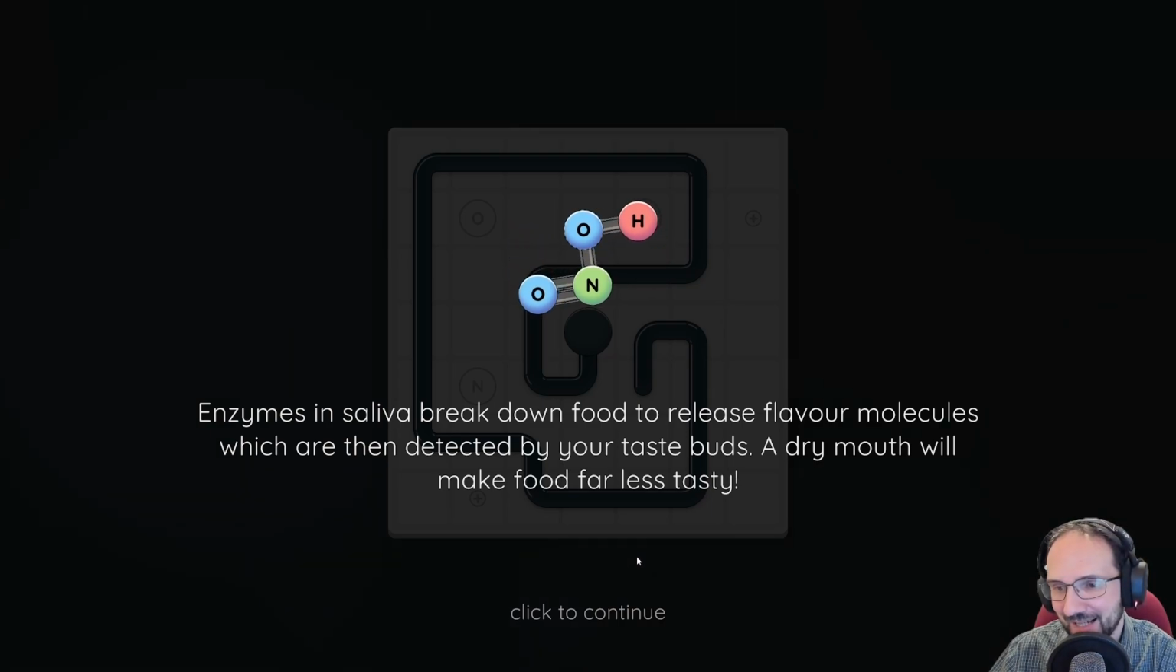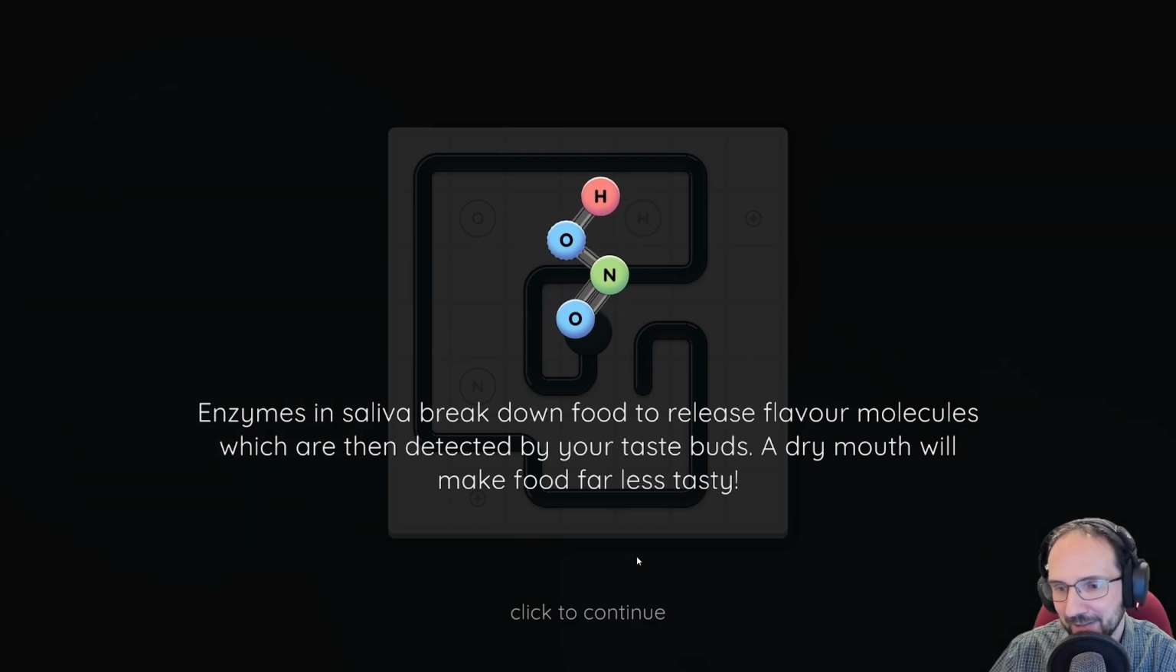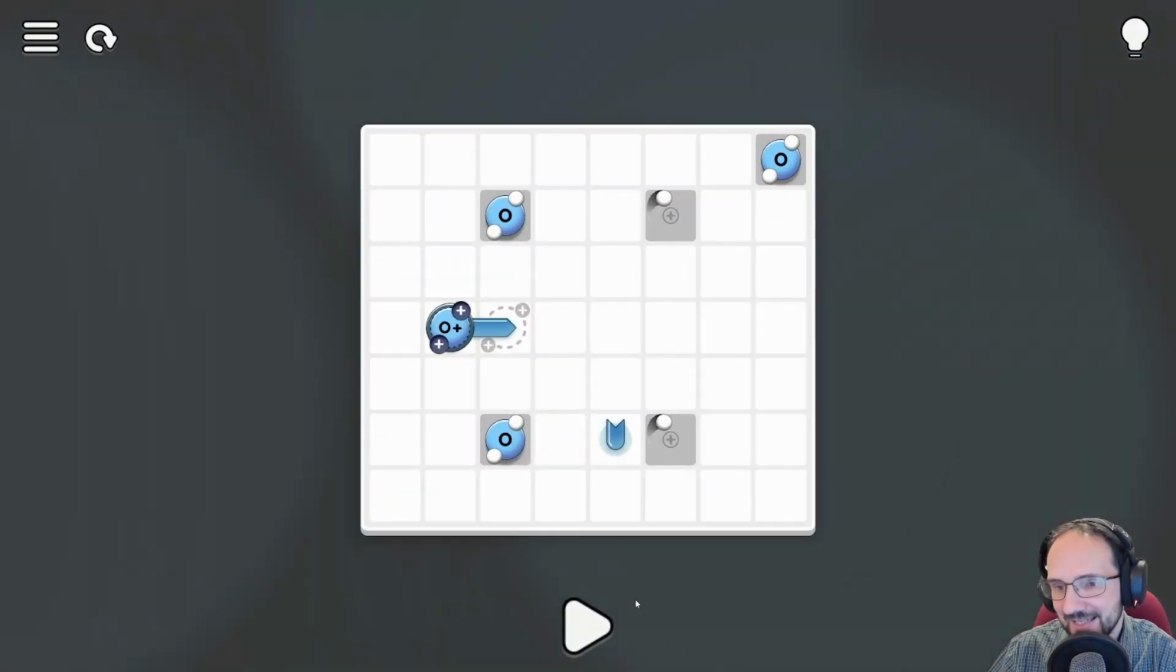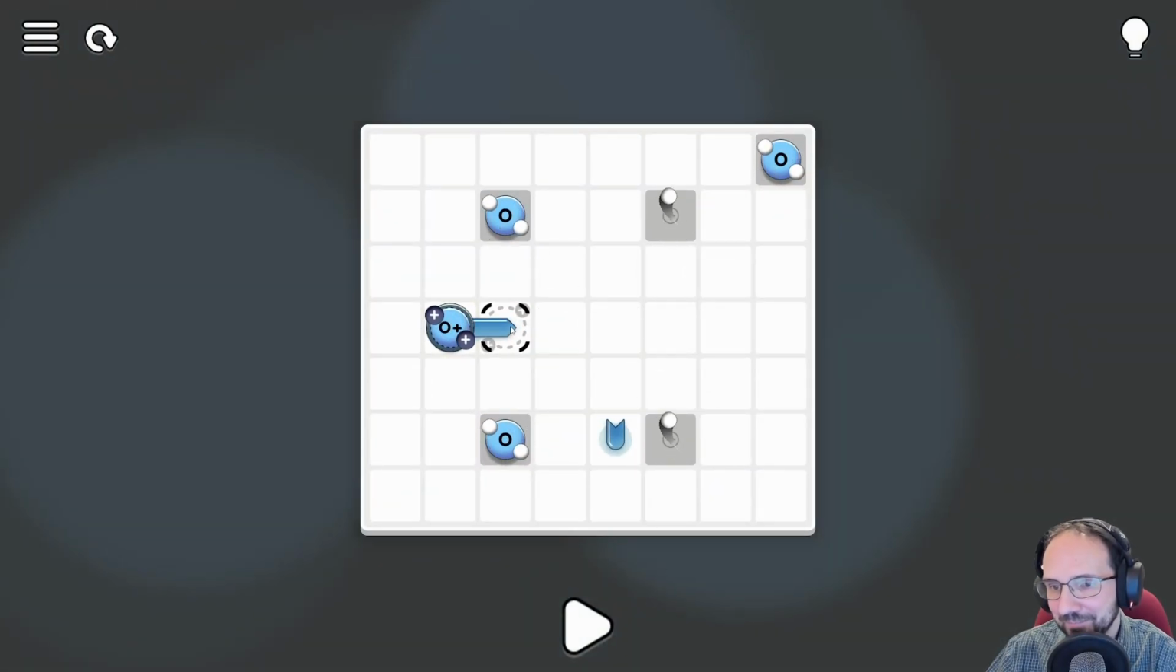Enzymes in saliva break down food to release flavor molecules, which are then detected by your taste buds. Dry mouth will make food far less tasty. This is an educational game as well.